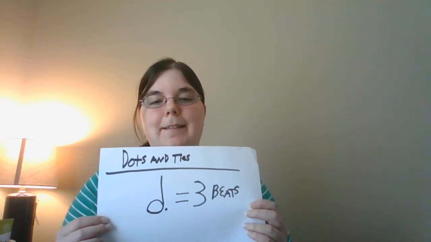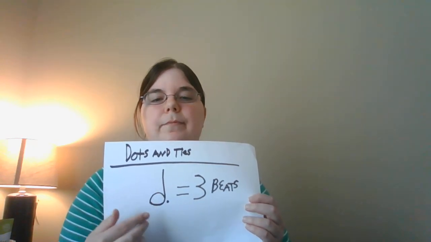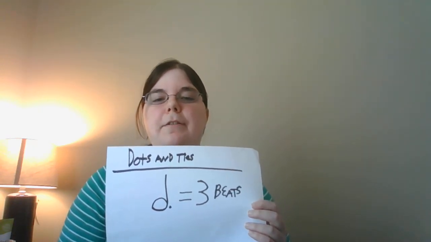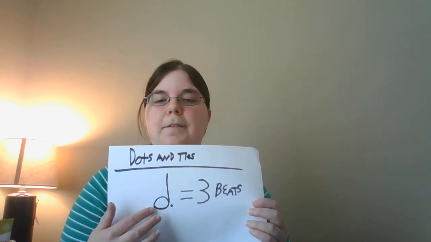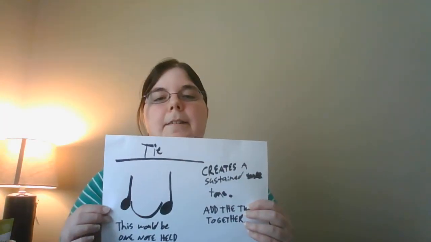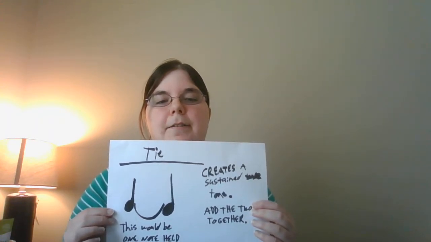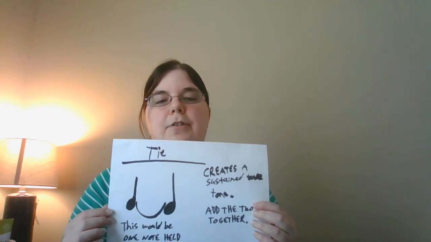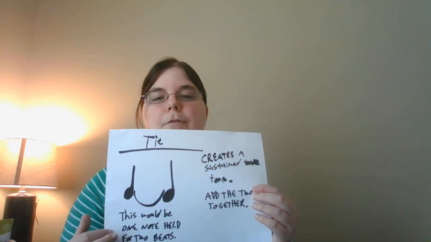Dots and ties. So this, a dot next to a note, increases the value of it by a half. So, therefore, this half note with a dot next to it is equal to 3 beats. A tie is another way to extend the value of a note. It creates a sustained tone. You just add the two together. In the example that I have here, this would be 1 note held for 2 beats.